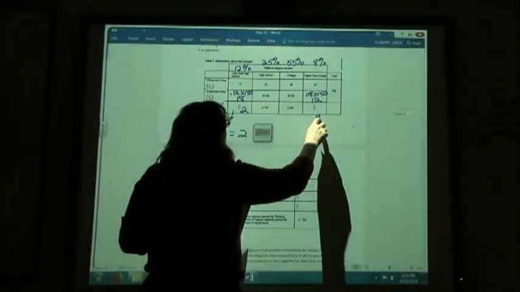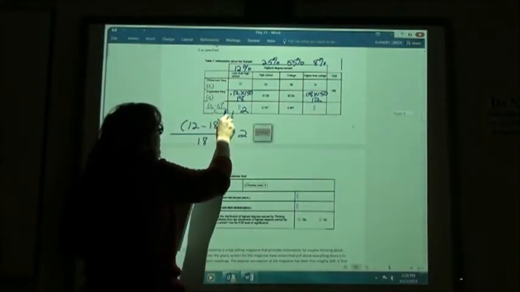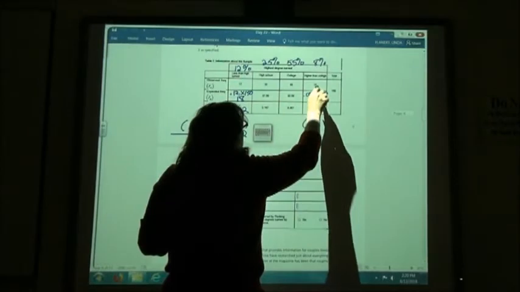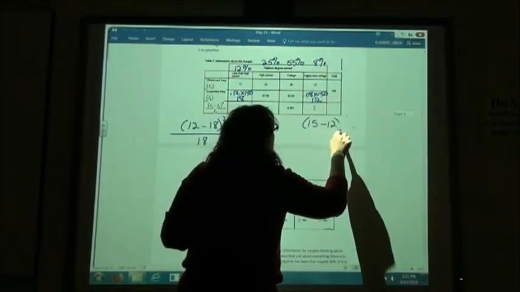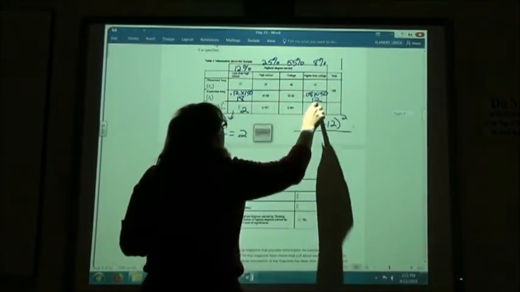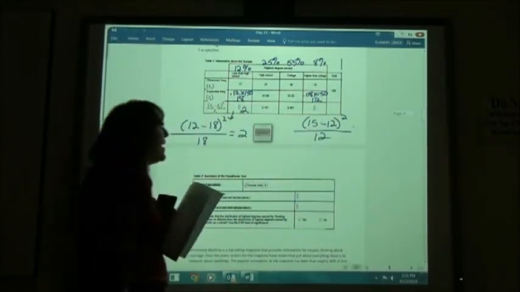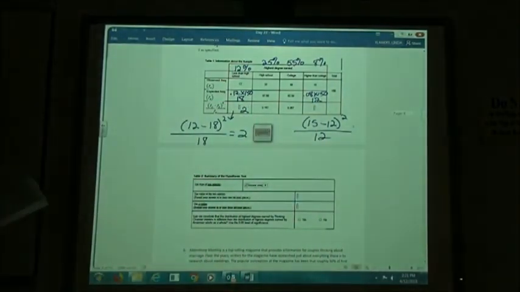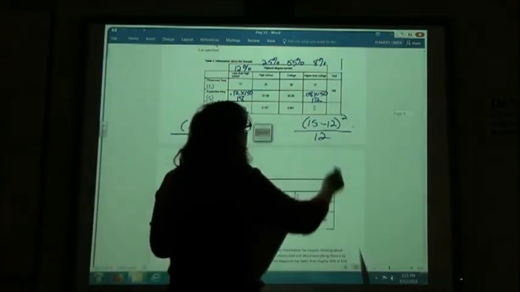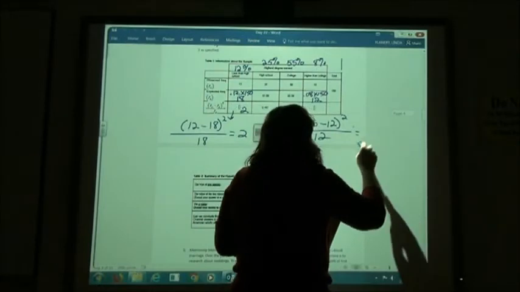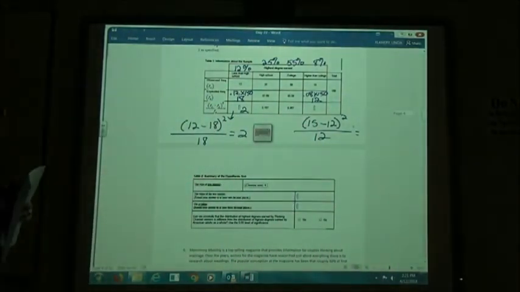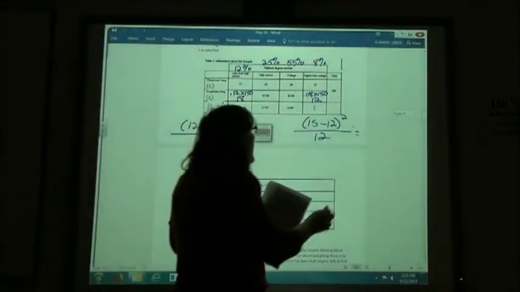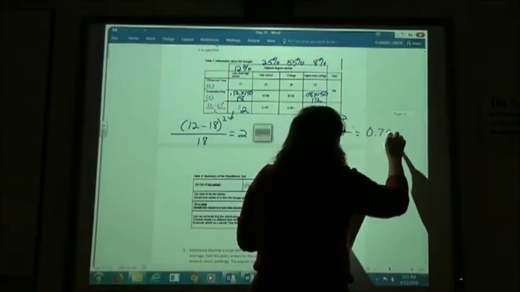Same thing through this box here. Going to use this formula here. So my observed is 15. I'm going to subtract my expected, square that, and divide it by the expected. When you calculate that, (15 minus 12) squared divided by 12 gives me 0.750.